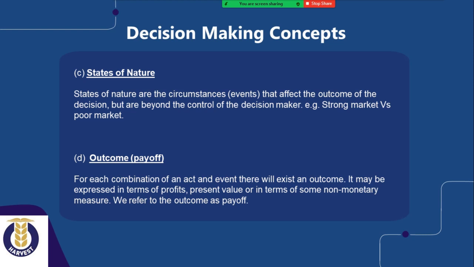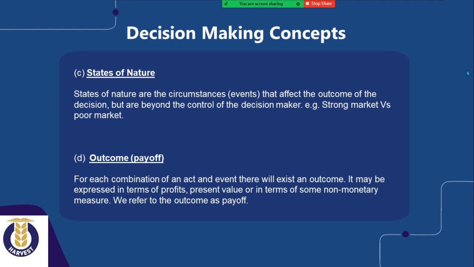Then we have what we call the states of nature, which are circumstances or events that affect the outcome of the decision, but are beyond your own control as the decision maker. These ones are beyond the control of the decision maker. For example, you might be planning to launch a product, but the market of the product may turn out to be poor, or it may turn out to be strong. The market being strong or poor is beyond your own control.